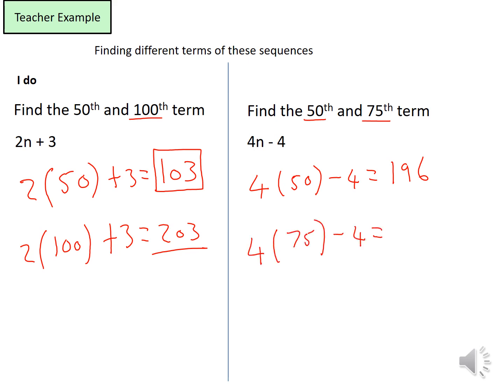Now you have to be careful because you do need to know how to multiply. If you struggle to multiply, you need to be using the multiplication method. So the grid method or the long multiplication method. So 4 multiplied by 75, which is 300. And then subtract 4, which is 296. So the 75th term of this sequence will be 296, and like we've done before, the 50th term of the sequence will be 196.